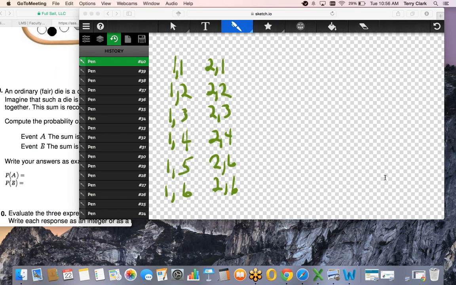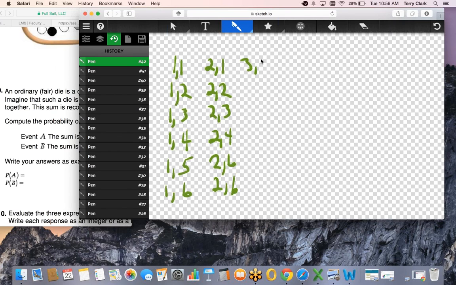We simply say the multiplication rule says 6 times 6 equals 36. So that means there's going to be 36 ways or outcomes for this event. Okay, so far we've got 12 of them. Now we're going to go to 3.